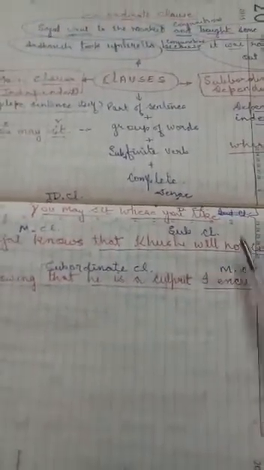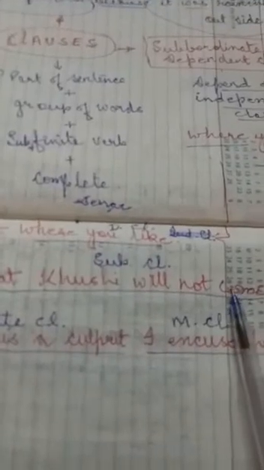See with the examples, if I say Kajal knows that Khushi will not come. If I say Kajal knows, this is a complete sentence. So when I say Kajal knows, it is a complete sense. But if I say only that Khushi will not come, this sentence needs the help of a main clause. So that Khushi will not come is a subordinate clause and the main clause is Kajal knows.